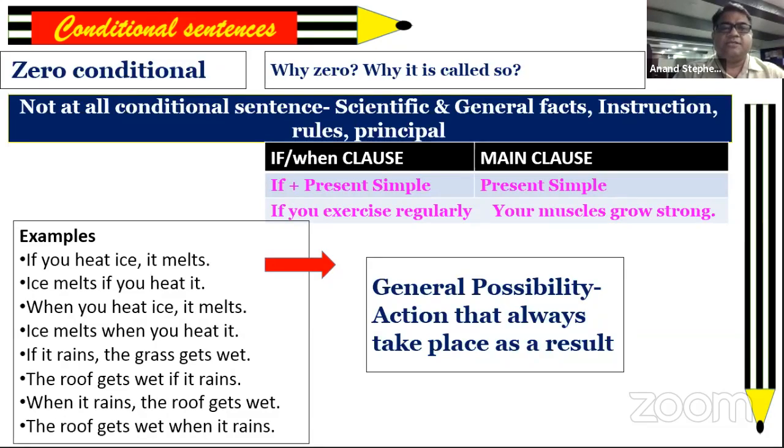Not all conditional sentences, scientific, general facts, instructions, rules, and principles. First of all, zero implies here because they are not at all conditioned. There is, in fact, no condition. They simply indicate some scientific truth, general facts, some instructions, rules of government or society, or principle of nature.